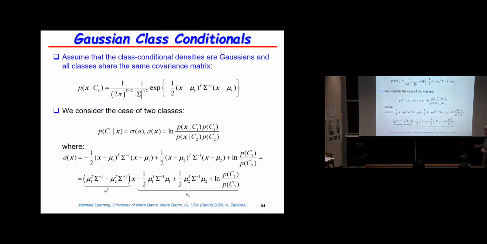And remember, I have not said a word yet. How do you compute mu k and how do you compute sigma? None of the above yet. Okay? So they're all unknowns, but if somehow we knew them, this is how it looks.